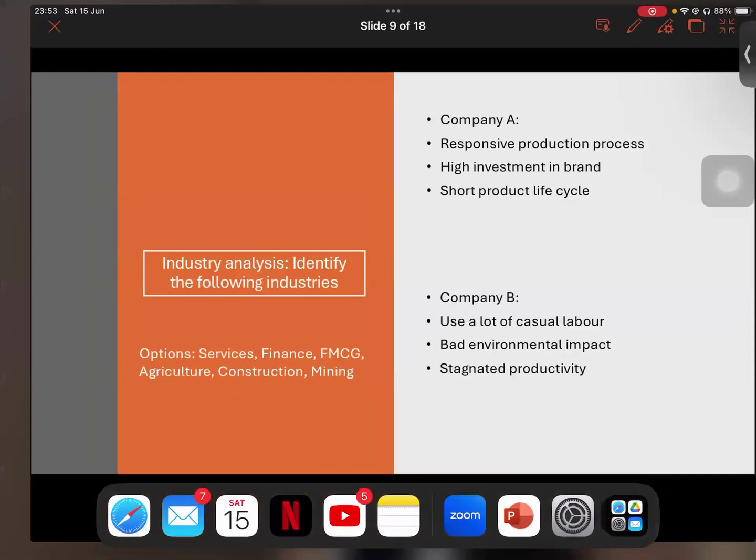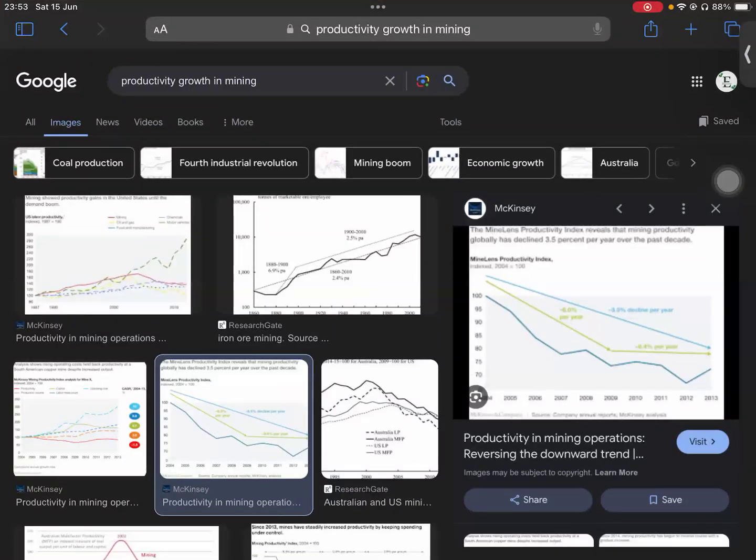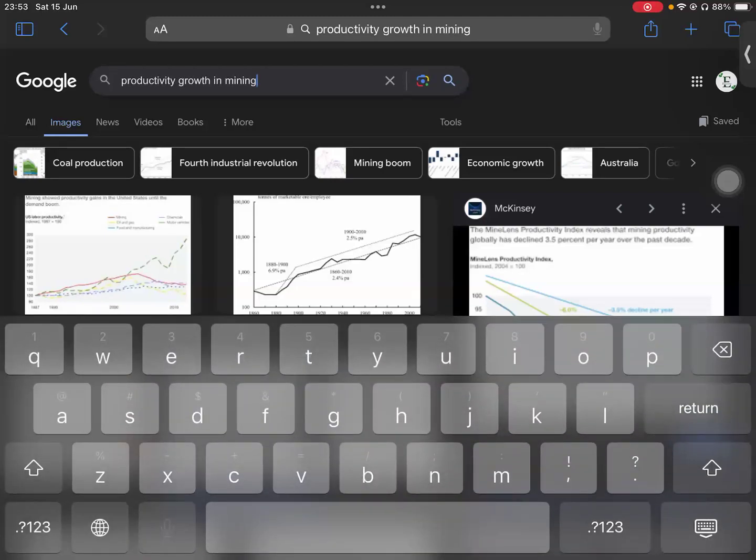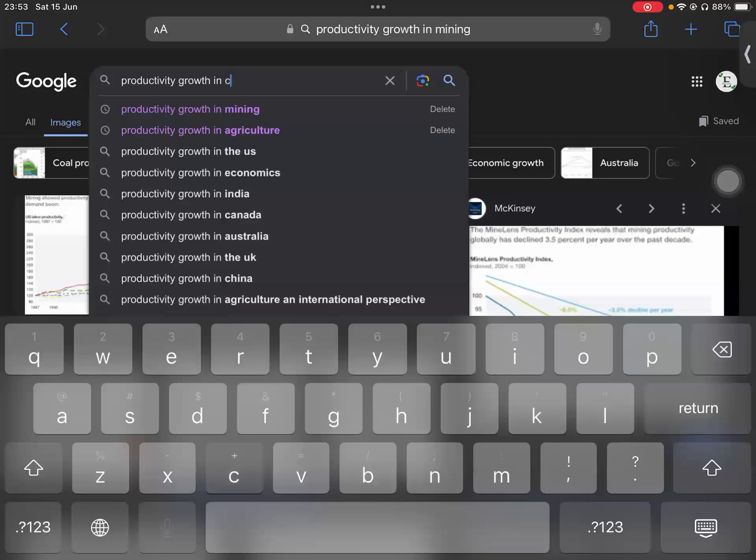And finally, construction. Okay, we base our decision on hard data. So let's see. We may strike out the agriculture. They still have very steady growth in productivity, but with mining, they have stagnated productivity. Let's see with construction.